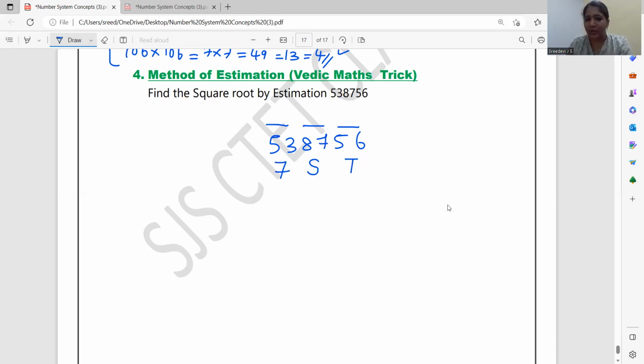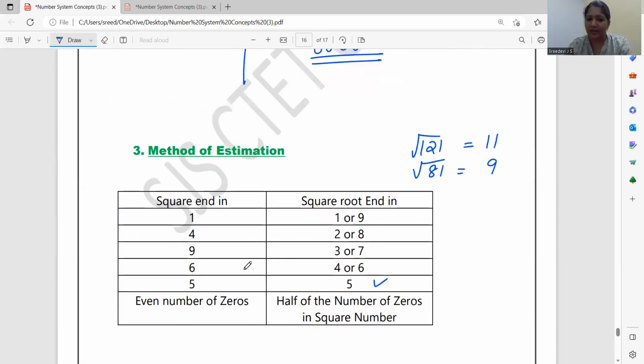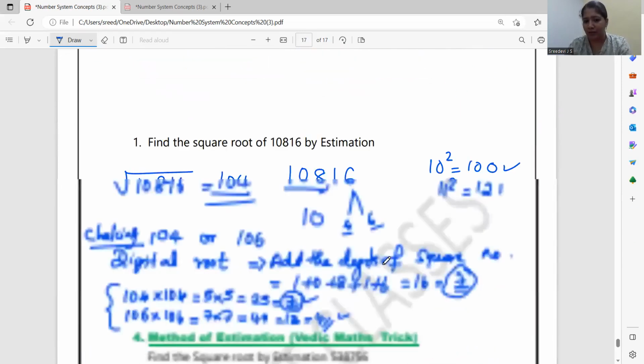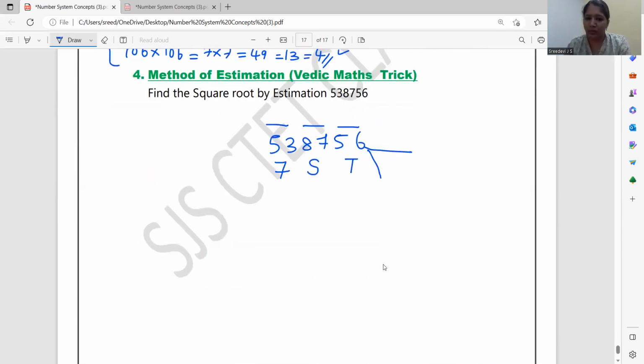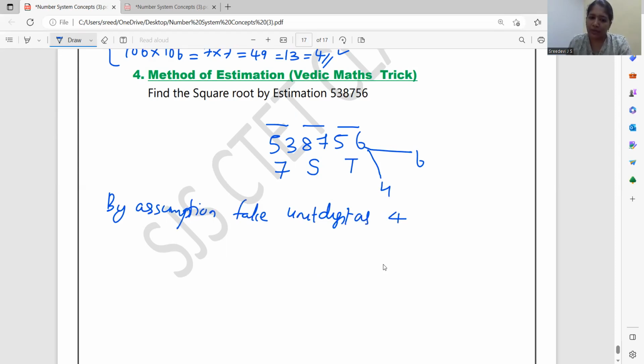Now here look at the unit digit. It is 6, right? So if a perfect square number has 6 as the unit digit, what are the possible unit digits of the square root number? Here we have the table. I hope you remember this. If 6 is coming, either 4 or 6 can come. So we'll write either 4 or 6. So we have to find out that. So here by assumption we have to take the unit digit as 4. Then what you have to do? Take the square of 4.